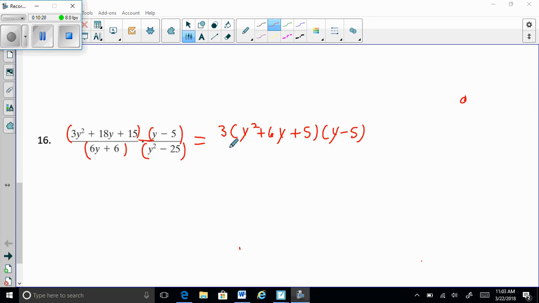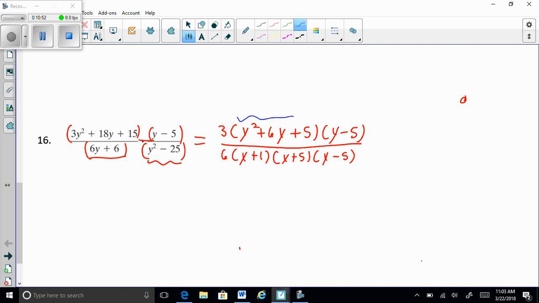Okay, and then on bottom, we can see, oh, there we go. On this one right here, we can pull out a 6. So we'll pull out a 6. It's going to leave us with a y plus 1. And then hopefully you recognize the difference of two squares right there. So we're going to get a y plus 5 and a y minus 5. And so we still need to factor this part right here. But before we do that, might as well just start canceling some stuff out, and then we'll deal with that in just a second.